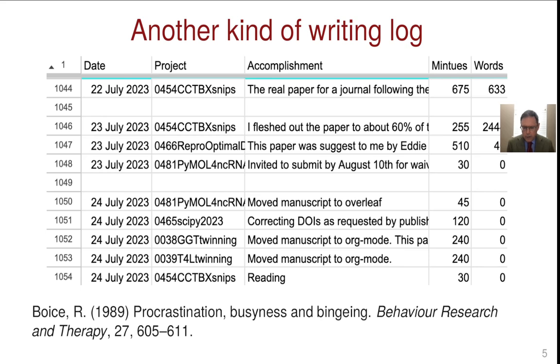You've probably heard of another kind of writing log, which is more of an accountability tool, a tool used to hold yourself accountable in terms of your commitment to work on your writing projects. So this idea of carrying out this documentation is supported by research done by Robert Boice. He found that those academics who record their writing are 4 times more productive than those that do not, and those that actually share their writing with colleagues are 9 times more productive.